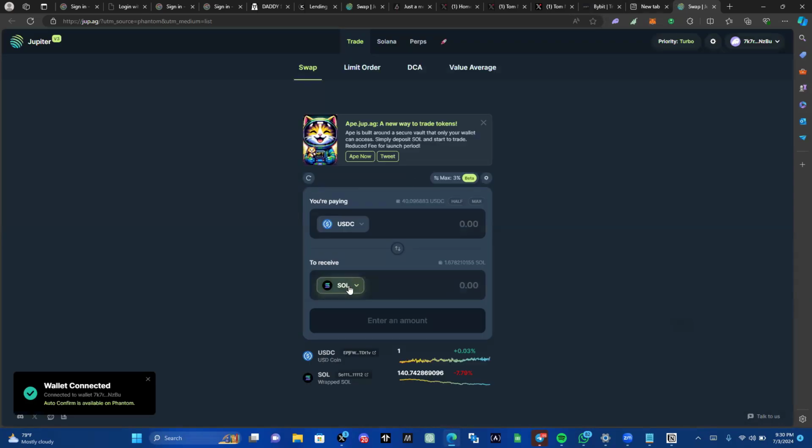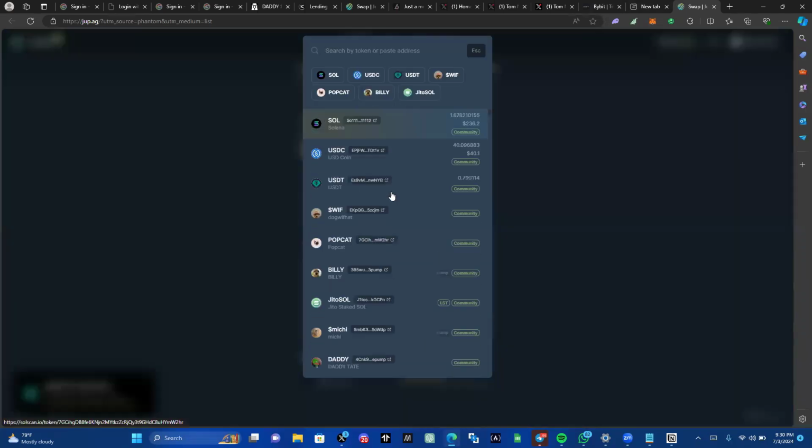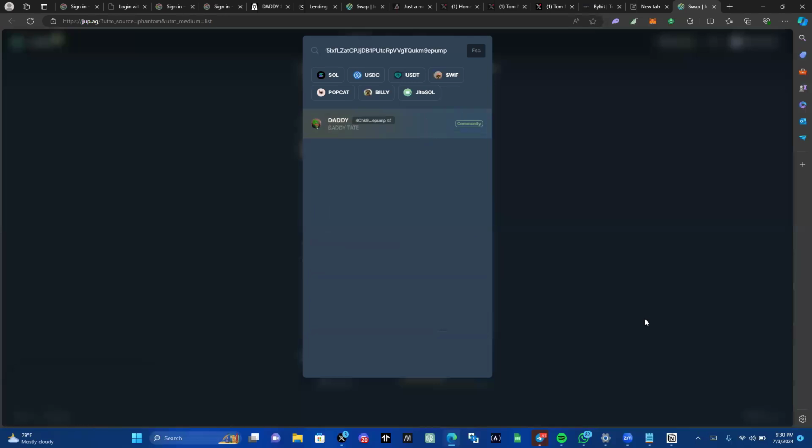Okay. Even if you don't see the token name here, you just have to paste the contract address here. See the token appear. I use the contract address to get the token.